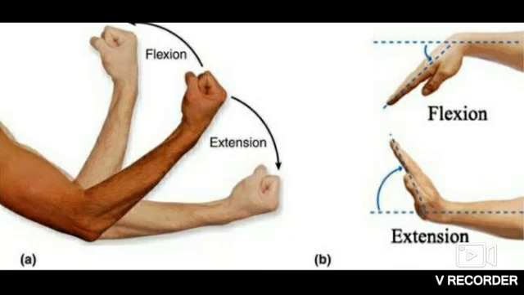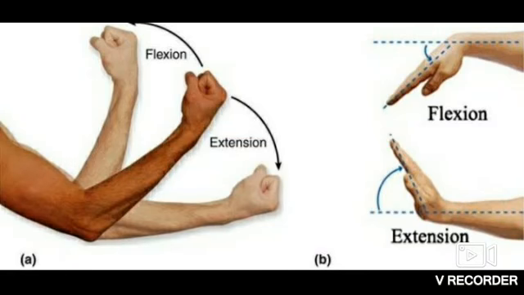Movements are classified into the following categories: flexion and extension, abduction and adduction. So first we will try to understand flexion. In flexion, the angle of the joint decreases, and now in extension, the angle of the joint increases.